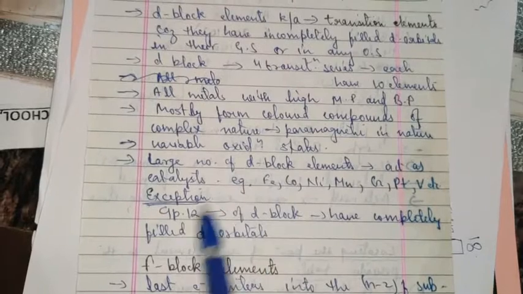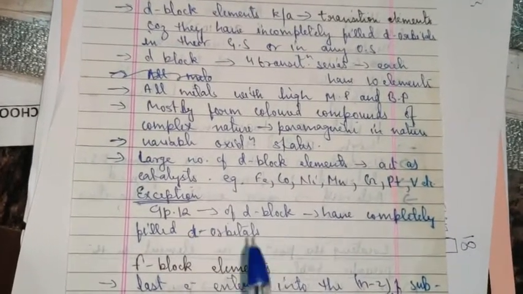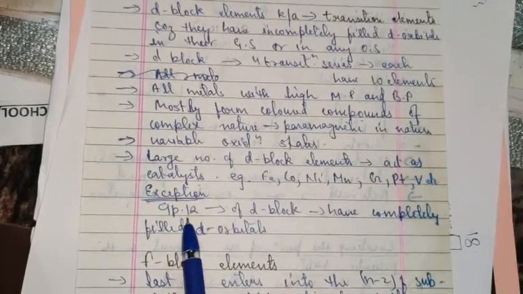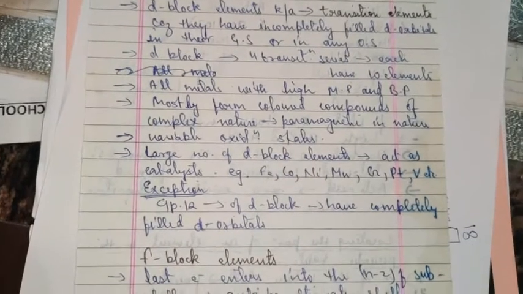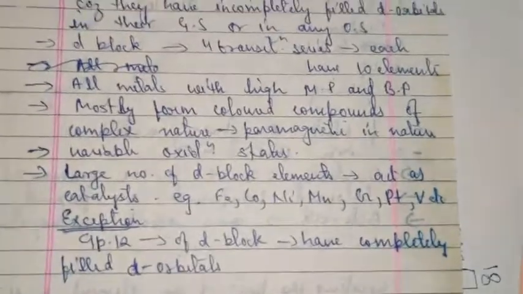Then coming to this exception, group 12 of the d block has completely filled d orbitals. All the other groups falling under the d block have partially filled d orbitals, but group 12, like zinc, has a d10 electronic configuration. Fine. So I hope now these points are more clear to you as compared to yesterday's session.